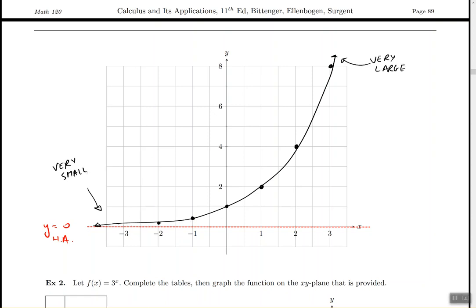The graph is always concave up and increasing. That's why it has that curvy shape. And it looks like the yellow graph that we had on the previous page. Okay, it's connected everywhere. It's concave up, it's increasing, it's positive, starts very small, ends very large. That's the general shape. That's it.